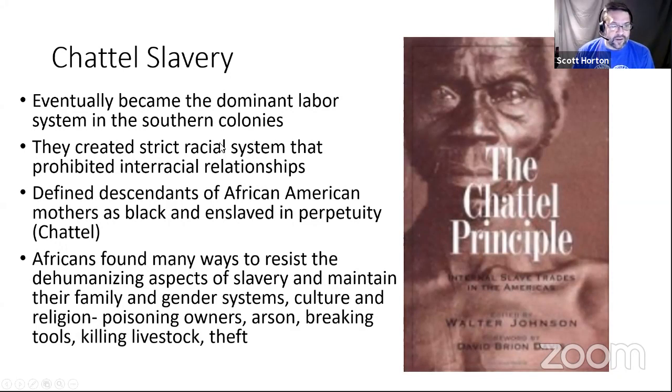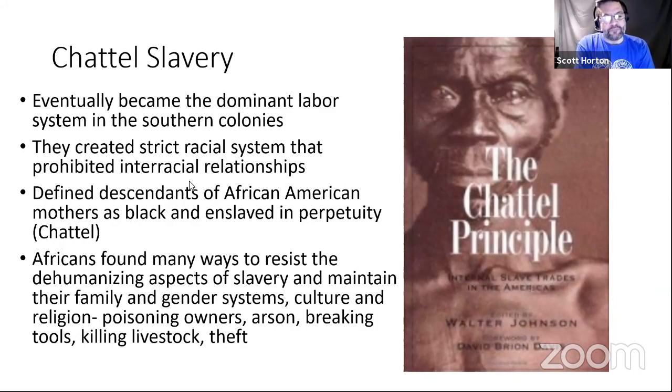So the second bullet point here, I kind of talked about already, that there's a strict racial system that prohibited interracial relationships in the British colonies, of course. And the idea of chattel slavery, think of the word cattle, because that's exactly what it's intended to be like, that if you owned cattle and cattle had offspring, then you would own the offspring as well. And so this is the way that the British defined slavery.